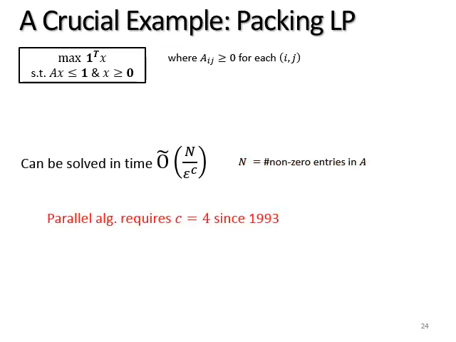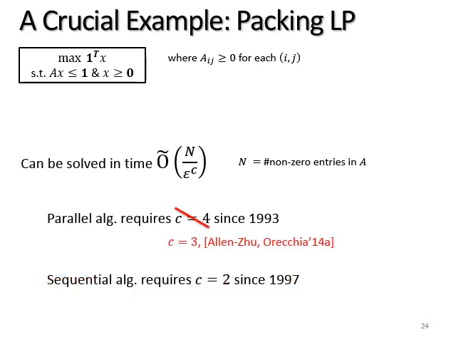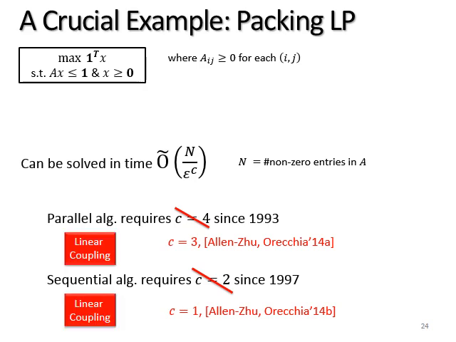Before our work, back to actually 21 years ago, there already existed algorithms that can achieve c equal to 4 for parallel algorithms, and for sequential ones, they can achieve c equal to 2, also back to roughly 20 years ago. And in our two separate works, we managed to improve the first one to 3 and the second one to 1, both using this linear coupling technique. On the next slide, I'm going to illustrate how we managed to obtain this with a very simple high-level description.